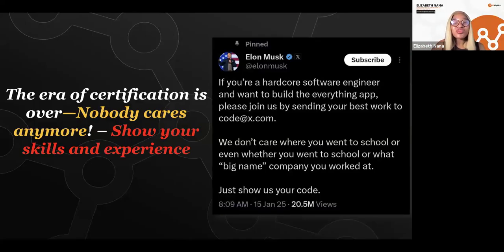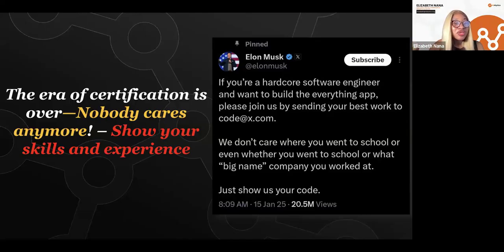It says, we don't care where you went to school. We don't even care whether you went to school at all. We don't even want to know. Did you go to school? Did you not go to school? We are not interested. We don't want to know what big name company you have worked at before. Just show us your code.